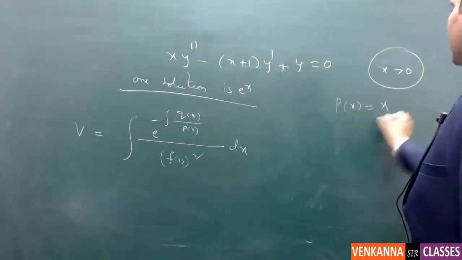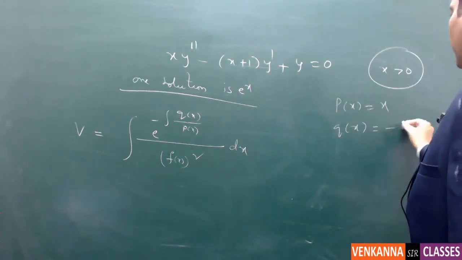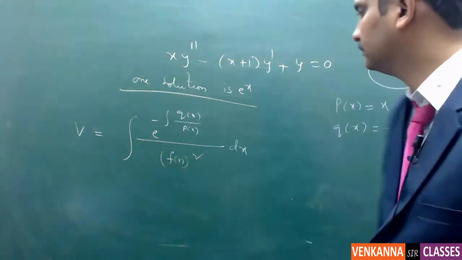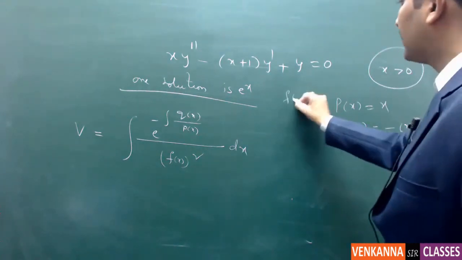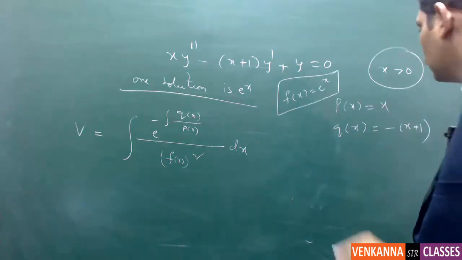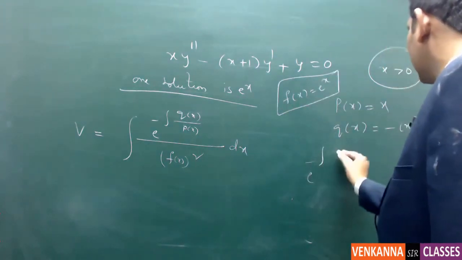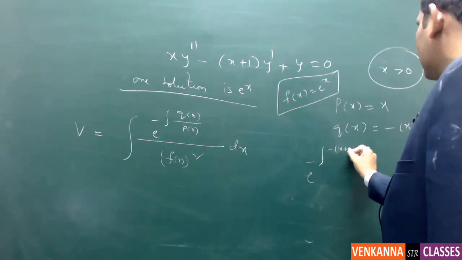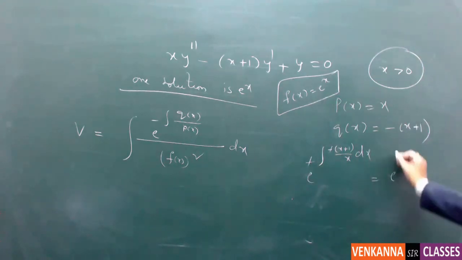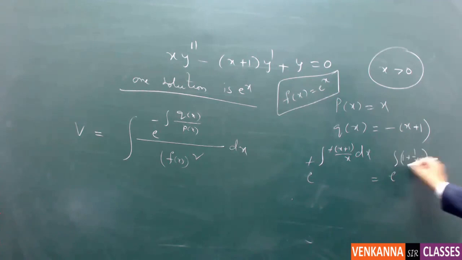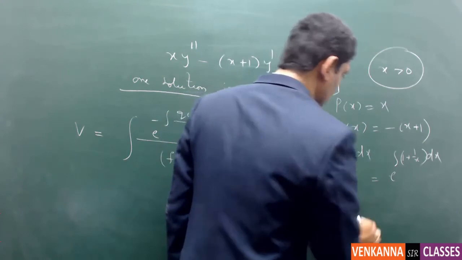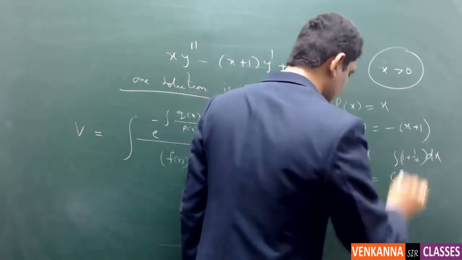p of x is equal to x, q of x is equal to minus of x plus 1. So first we evaluate this value separately, and f of x is equal to e power x, which is given in the problem. So e power minus integral minus of x plus 1 by x dx, minus gets cancelled. E power integral 1 plus 1 by x dx is there. So e power x into e power log x.